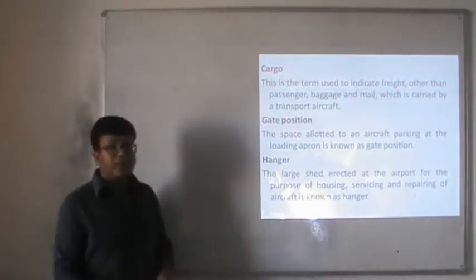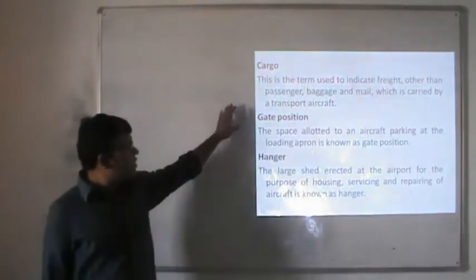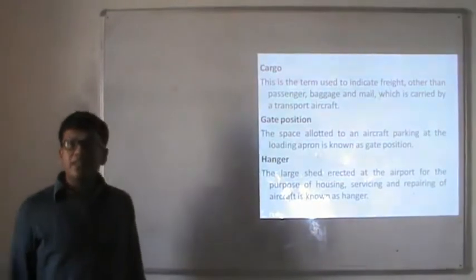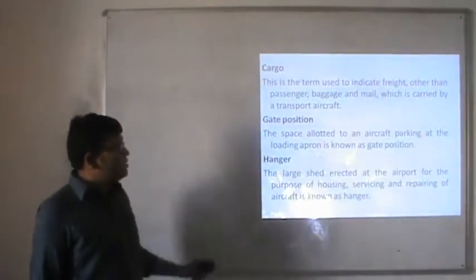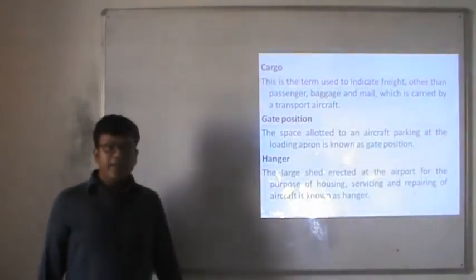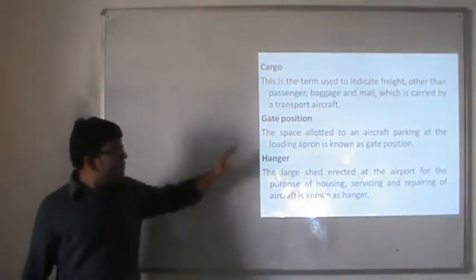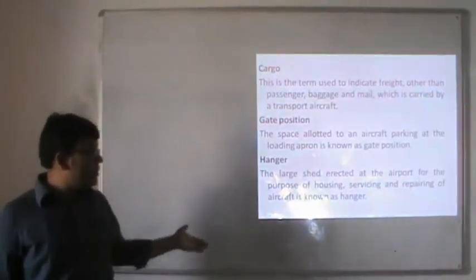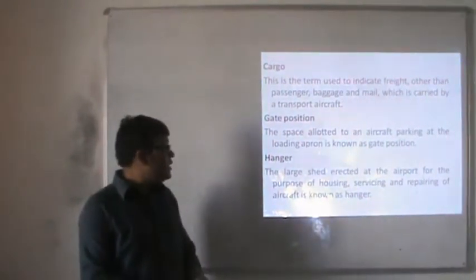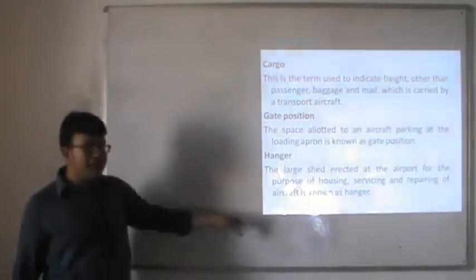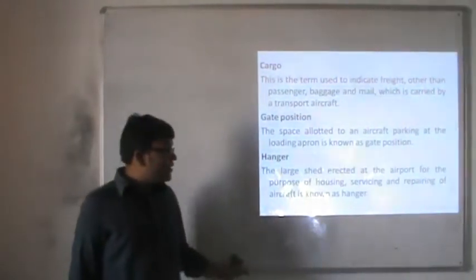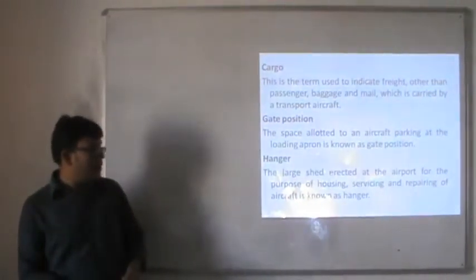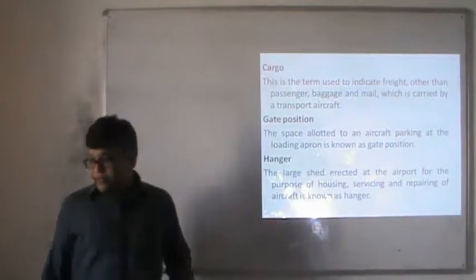Then we have the next term, that is the cargo. It is a general term used to indicate what the flight carries other than the passengers, baggage and the mail. It is generally carried by freight transport aircraft. Next is gate position. It is nothing but the space allotted in front of the terminal for the parking of the aircraft. Now the hangar: these are the large sheds erected at the airport for the purposes of housing, servicing and repairing of aircraft, known as the hangar.